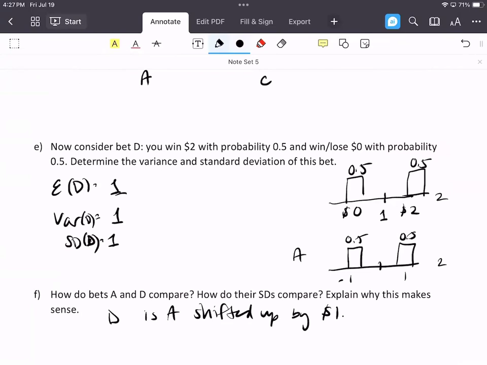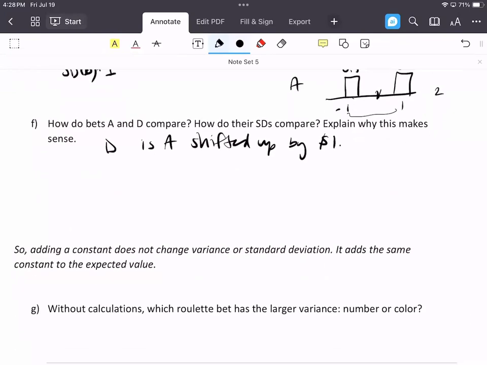And why does that make sense? Well, because we're changing where this is, but we're not changing any of the probabilities. We're not changing how far away they are from center. So it makes sense that the expected value would change because it's obviously shifted, but that this spread here did not change. So what does this tell us? Adding a constant does not change variance or standard deviation. It just adds the same constant to the expected value.